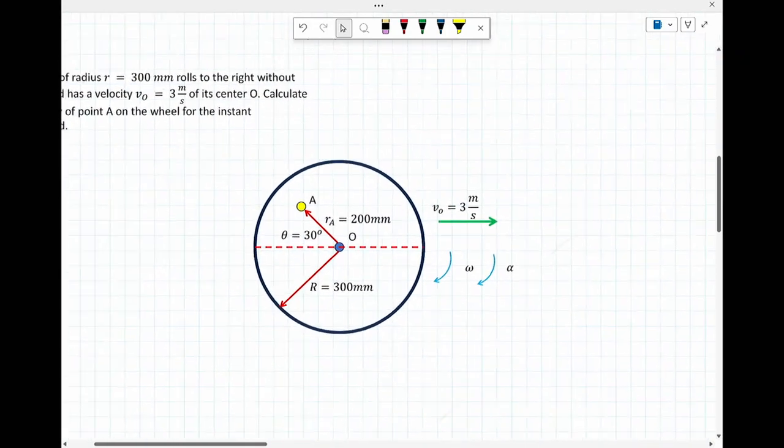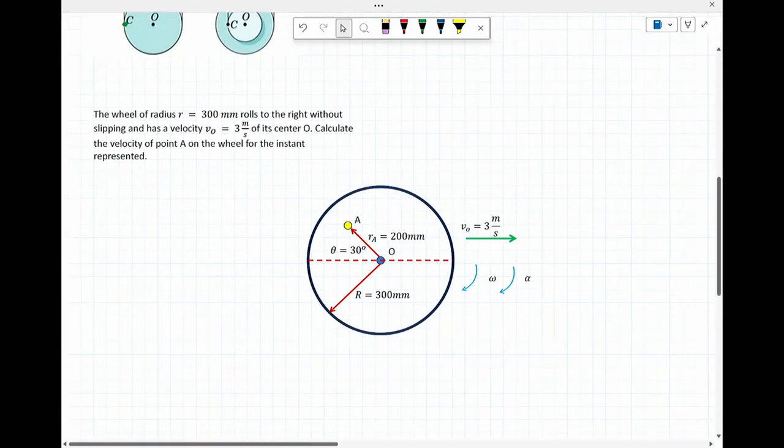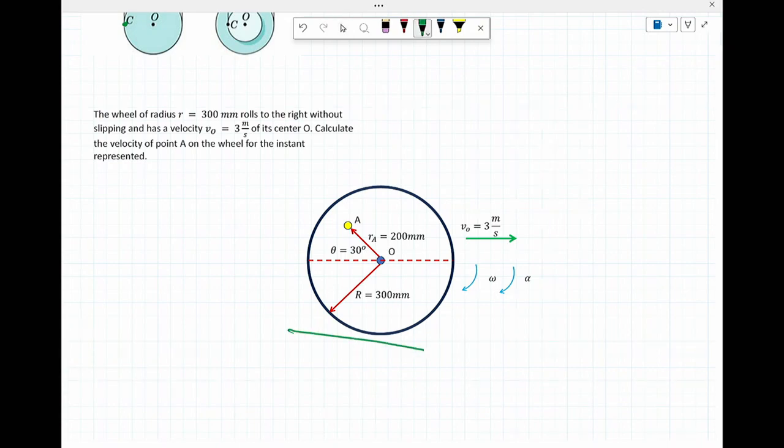However, let's do this same problem, but use the approaches that we've talked about already. I have a wheel, and that wheel is radius 300 millimeters. This time you get numbers. It rolls to the right without slipping, and it has a velocity, v naught. Okay, it rolls without slipping, so there's a floor here. Calculate the velocity of point A on the wheel from the instant represented. Now, using the techniques I just did, I could define, again, a zero velocity, or I could define immediately what the velocity of A is.